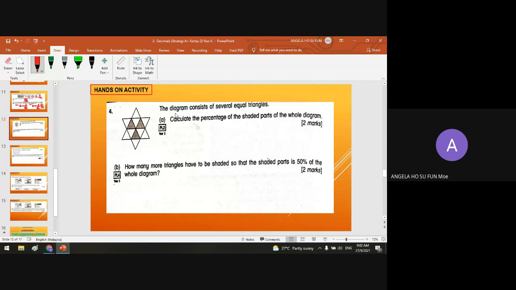Okay, look at this. This is several equal triangles here. Calculate the percentage of the shaded parts of the whole diagram. How many shaded parts? 1, 2, 3. How many triangles? Count all together. Find the percentage. Do it now in 30 seconds.